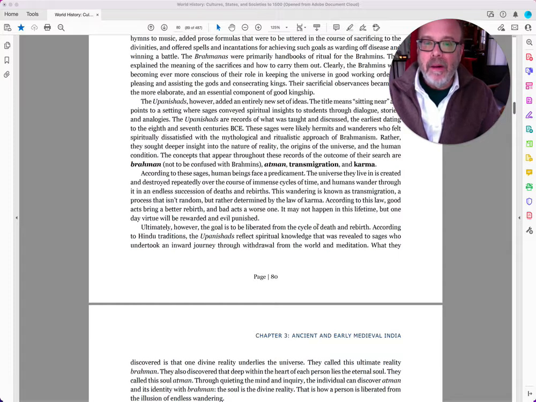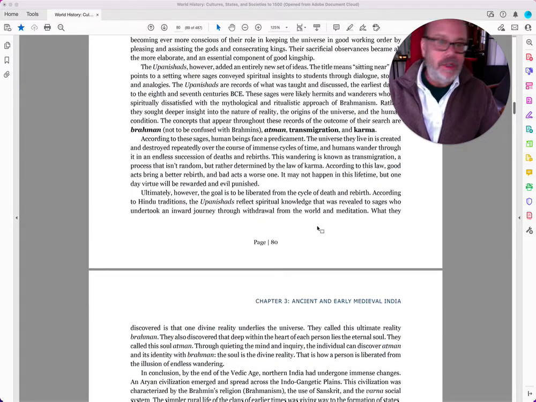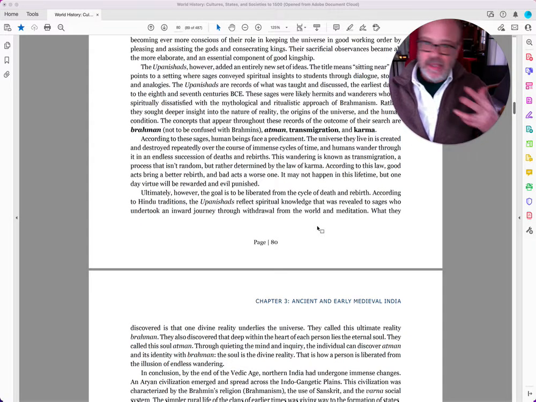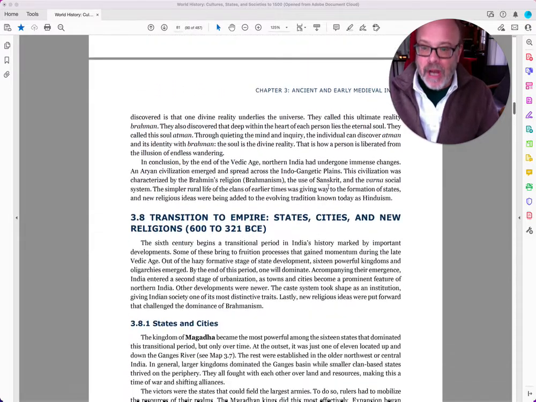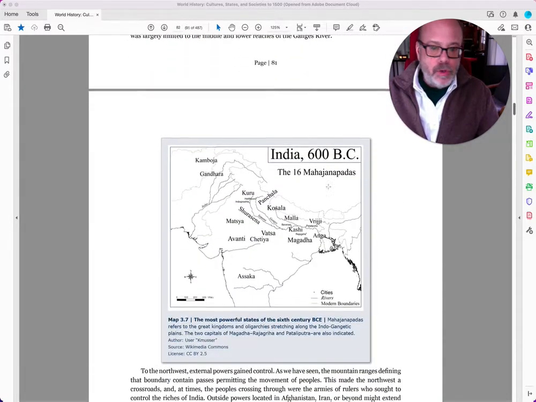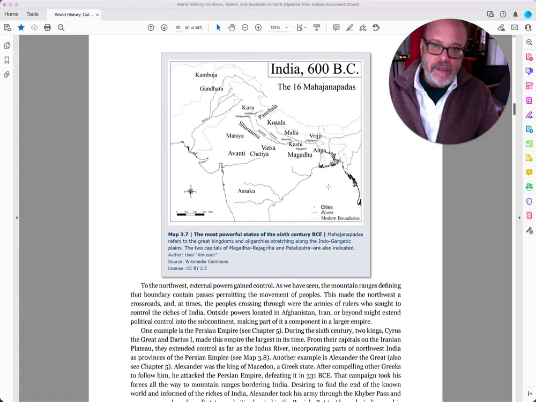So read about that, read about Hinduism, read about transmigration and karma, kind of fun stuff, really. The Buddhist religion and Hinduism have always been very interesting to me, and there's a lot to it about the cycle of death and the cycle of life and reincarnation. It's really pretty cool. So check it out.